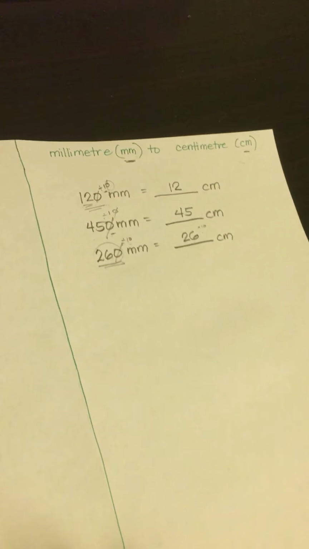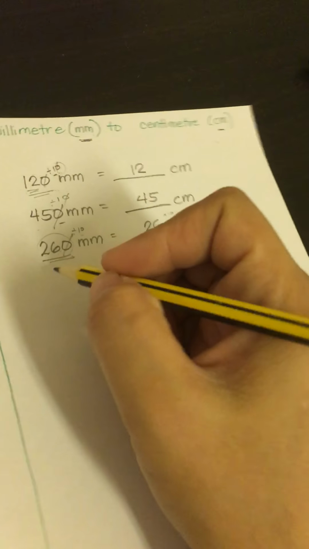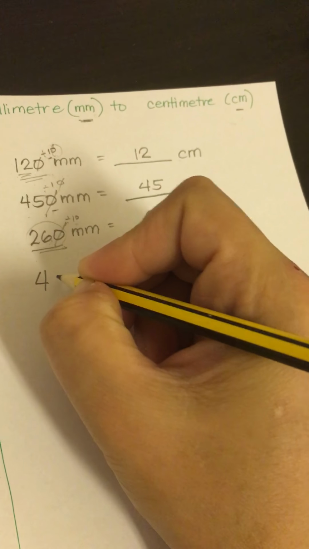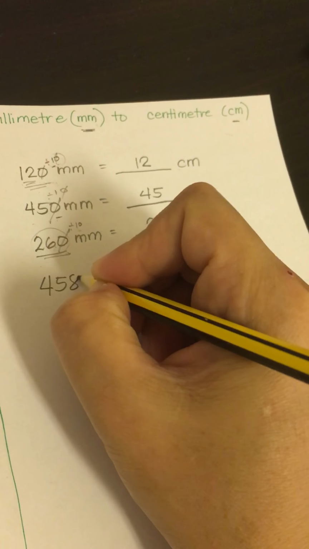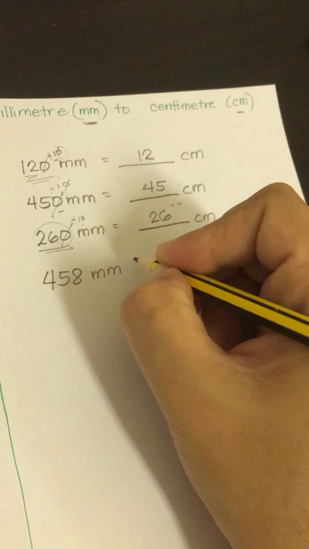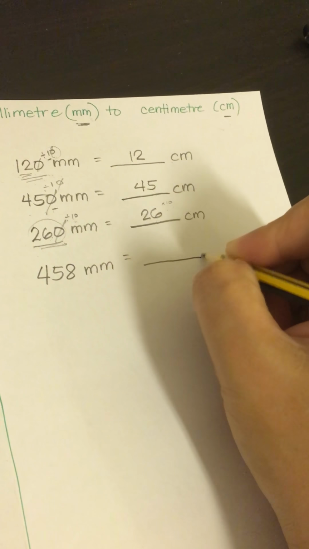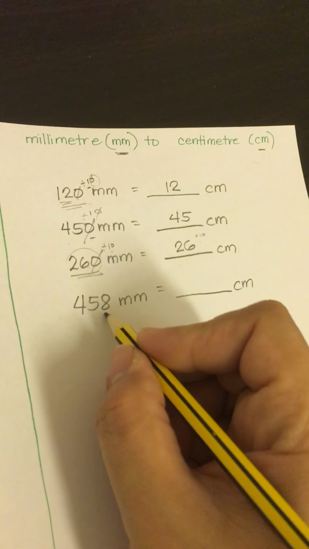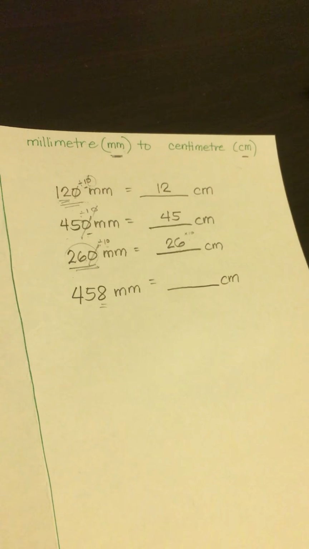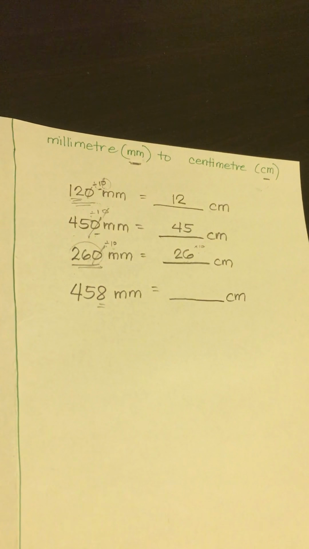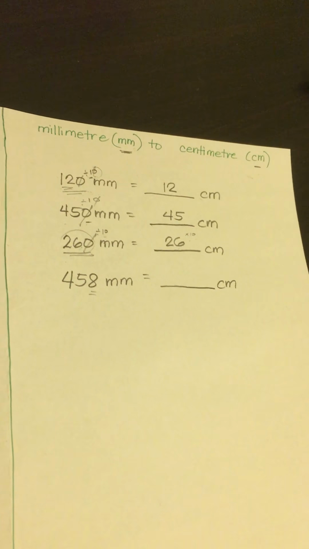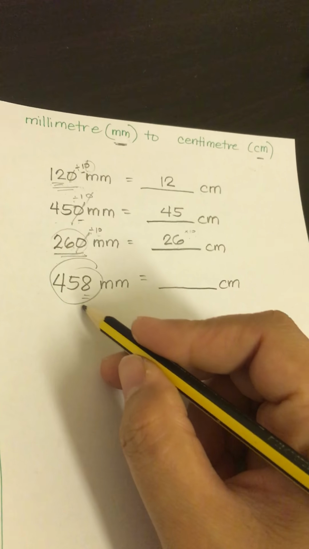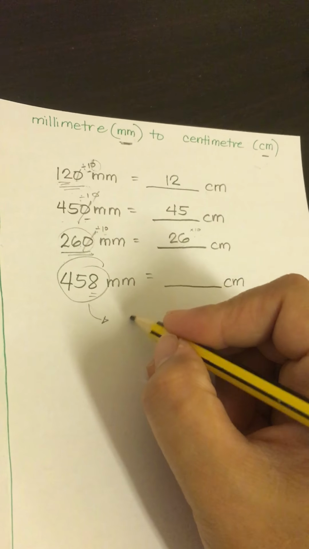Another example. What if you have a number like this? Let us say 458 millimeter. You want to change it into centimeter. See, it's not a power of 10. It doesn't end in 0. So this one is another type of number.